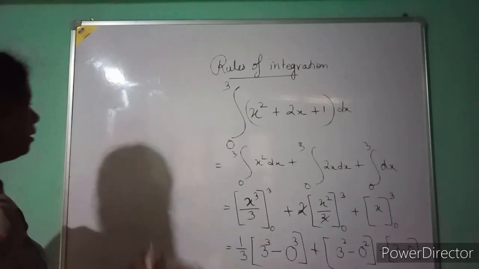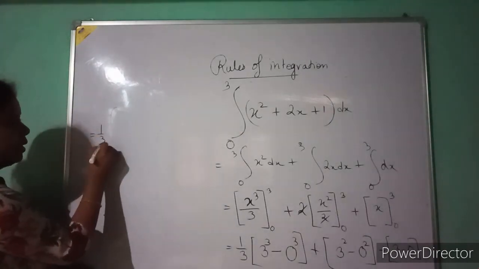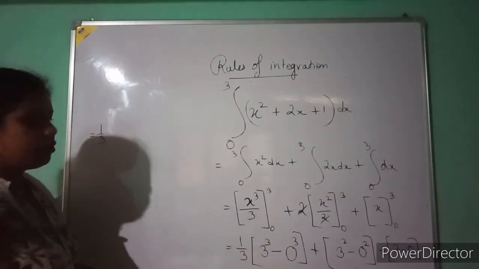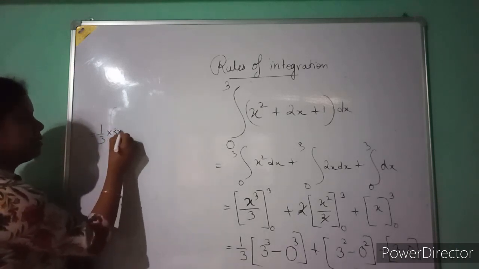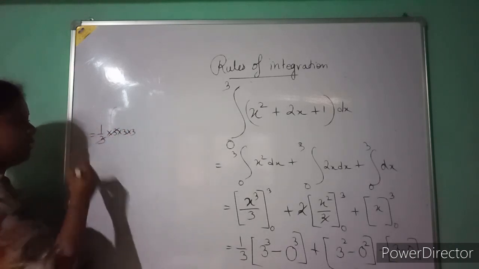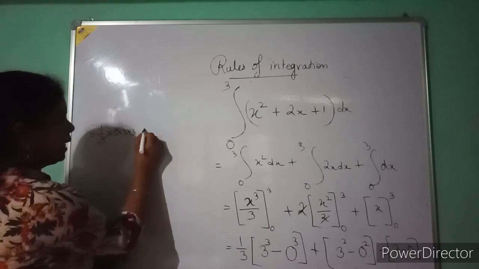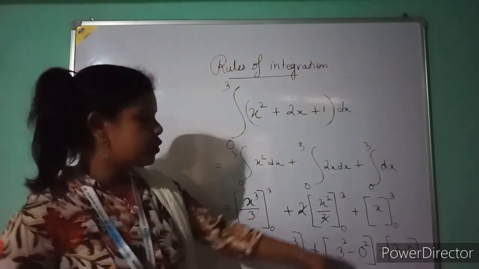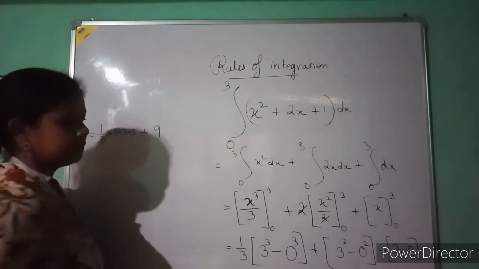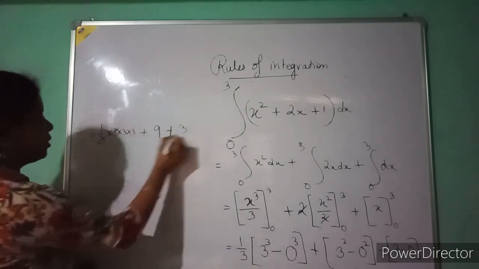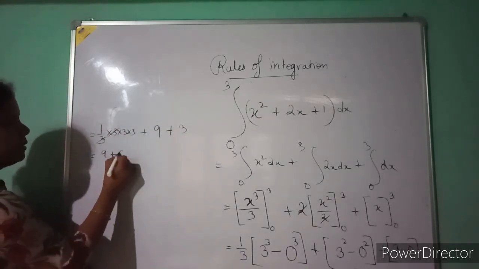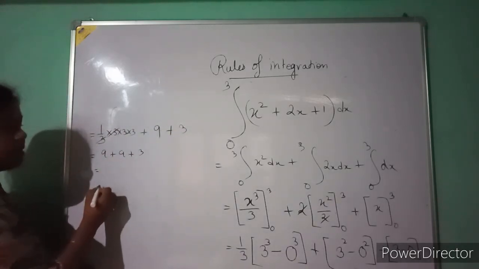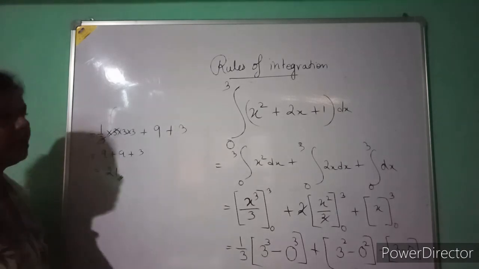So what will I get here? It will be equal to 1 by 3 times 3 cubed, meaning 3 into 3 into 3. Can I write it like this? It is easy because I can cancel out. Then plus 3 squared, which means 9. The last is again plus 3. So 9 plus 9 plus 3. 9 and 9 is 18, and 3 more is 21. So 21 will be the answer.